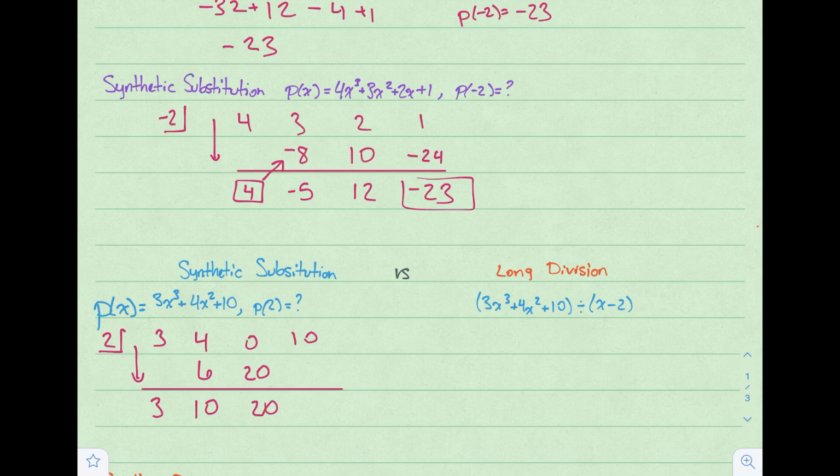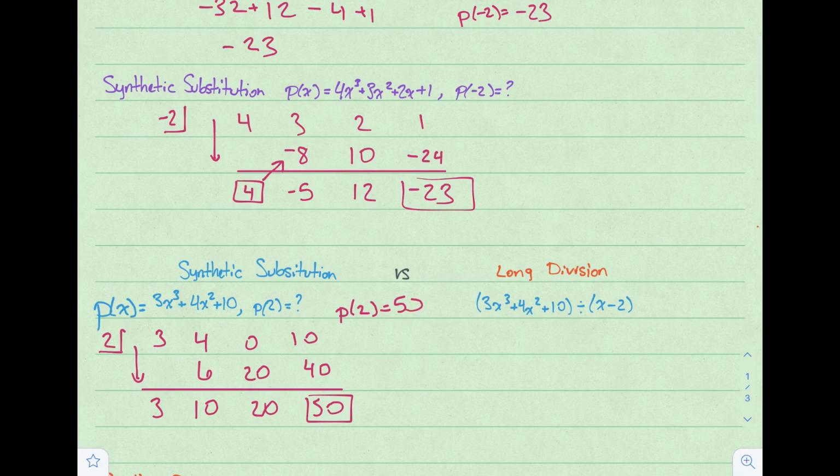Multiply by 2. 2 times 20 is 40. And add down, we get 50. P of 2 is 50.